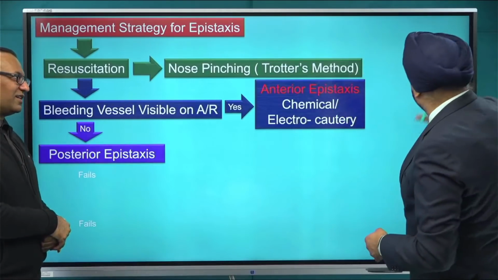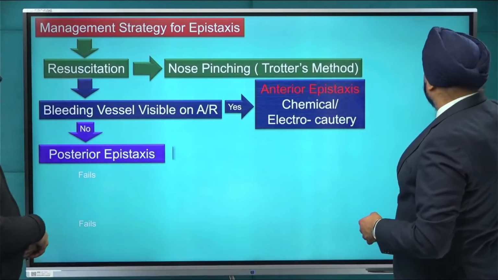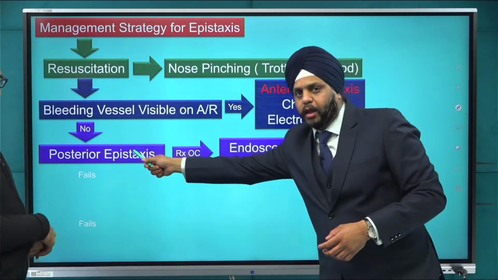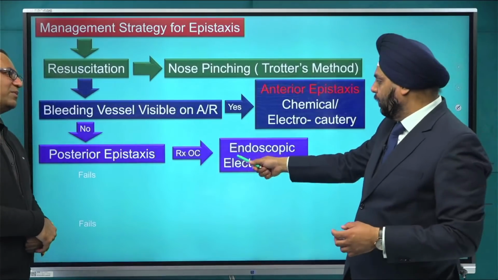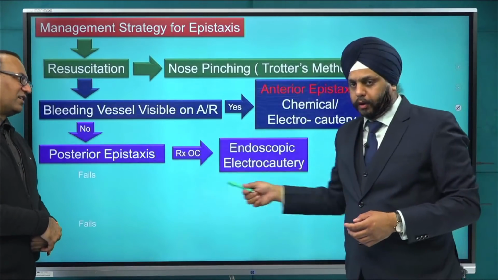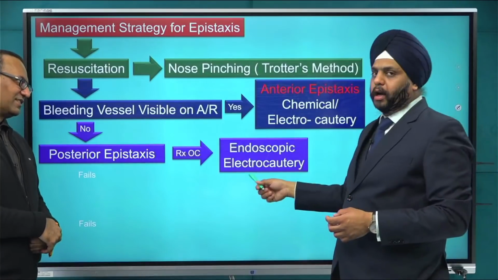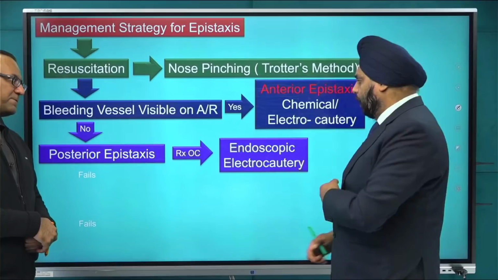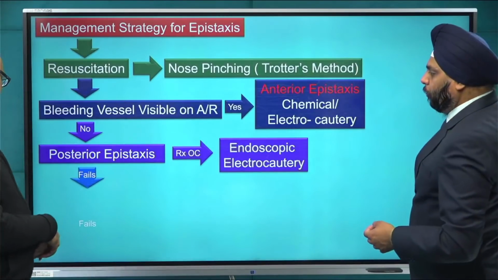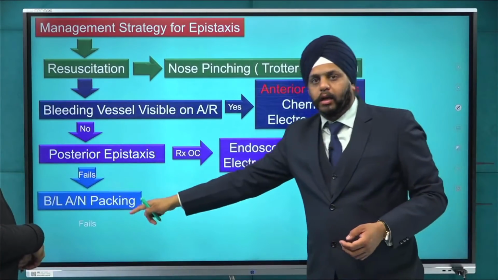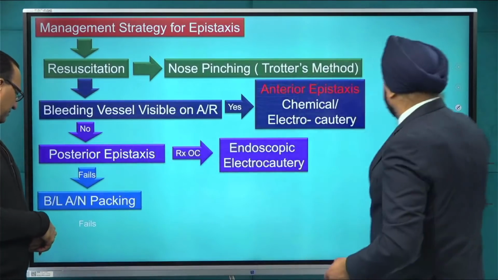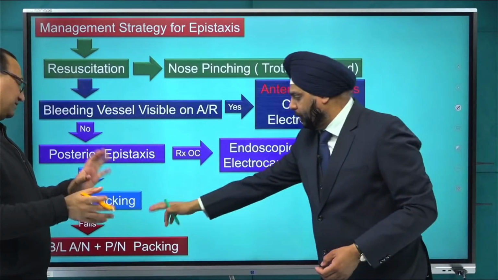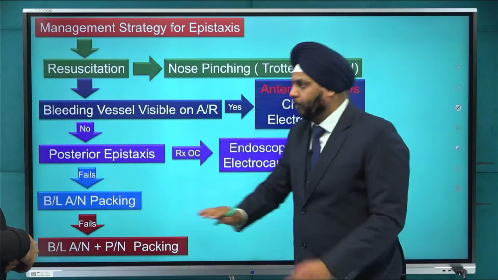But if this is not possible, then that means it's a case of posterior epistaxis. For posterior epistaxis, now the ENT surgeon comes into the picture. In the night time, you have to do an endoscopic electrocautery. Let's say the endoscopic electrocautery was not available or the surgeon was not available. Then we go for bilateral anterior nasal packing. We have to always do bilateral.